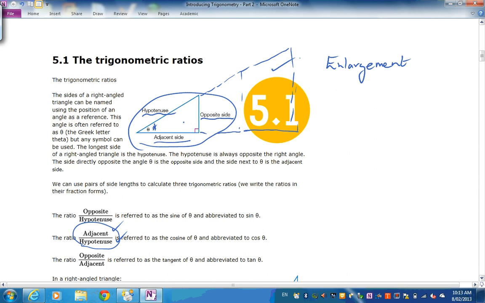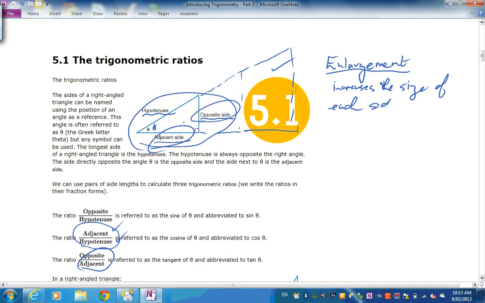Can you see it? And then what about the opposite over the adjacent, if we compared those? Yeah, because enlargement increases the size of each side in the same ratio, then the original little one, its ratio, will be the same as the big one. Let's do it for something like opposite over adjacent. Let's put opposite over adjacent in triangle 1. Now, what's done here? Oh, it's been moved out. It's 3 times as big here, I reckon.